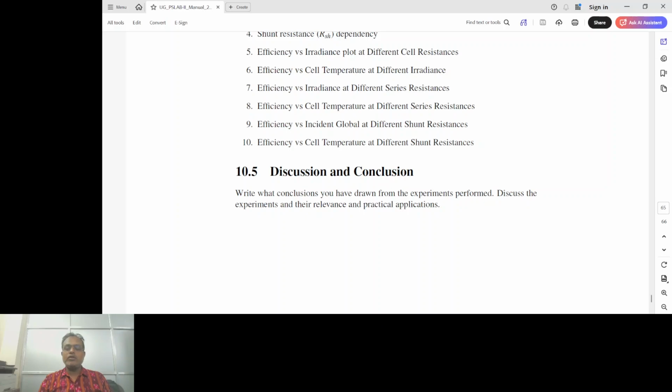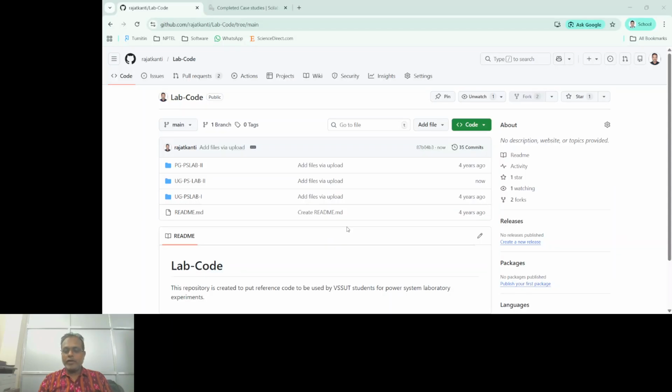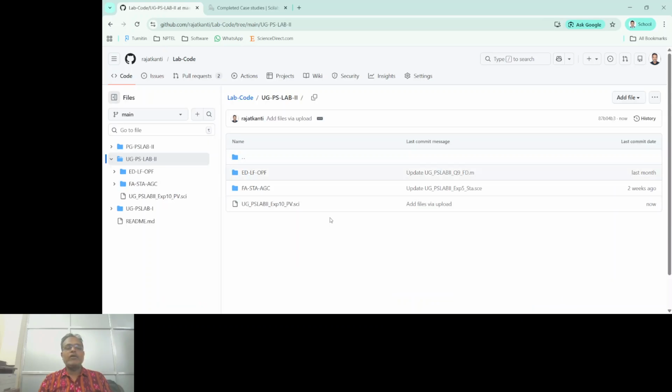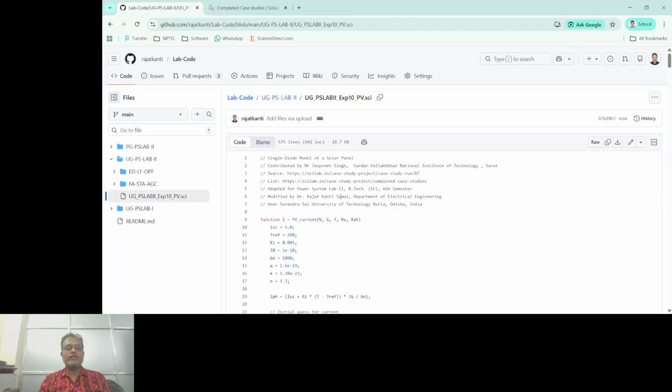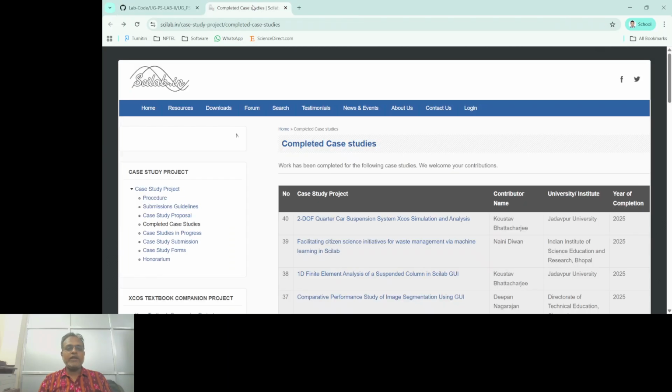Now we will move to the code. First of all, I'll show you where we have it. As we have been doing in this lab, from this GitHub profile you can obtain this, and this is the code, UG lab experiment number 10, PV. So this is the code. Now this code has been downloaded from this website.